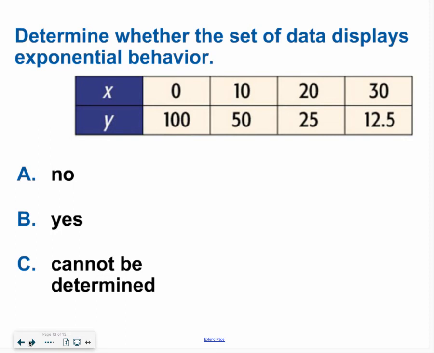Why don't you go ahead and see if you can determine whether the set of data displays exponential behavior. Remember, you need your x to change at a constant rate. You need your range to be multiplying or dividing by the same amount each time. Hopefully you determined, yes, this is an example of exponential behavior. Okay?